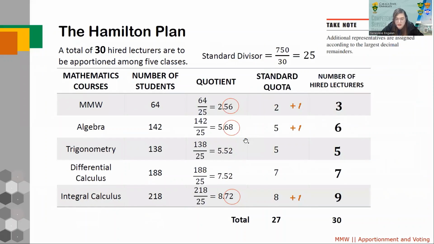Okay, so we will use the Hamilton plan. We get the standard quotas. Again, the standard quota is the whole number part: 2, 5, 5, 7, 8. So we add these together: 2, 5, 5, 7, 8, a total of 27. If the standard quota is the basis, the total is only 27.